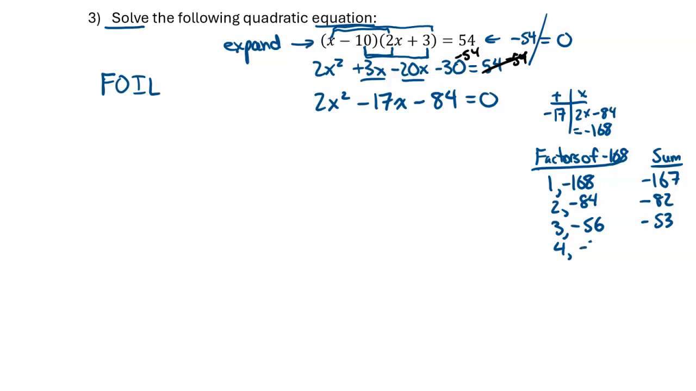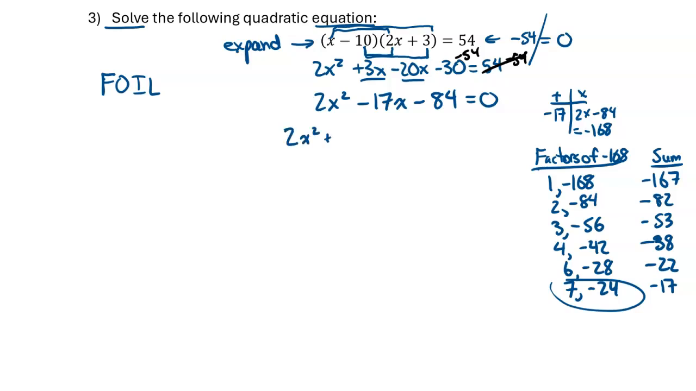And you can see here that we're getting closer to negative 17, but we're not there yet. 4 and negative 42 gives me negative 38. When we get to 6, 5 is not possible. We get to 6, 6 and negative 28 gives me negative 22. We're very close now. And then 7 and negative 24 gives me negative 17. Awesome. So that means that negative 17x is going to be decomposed into 7x and negative 24x. So you can see that I'm breaking that down into those two terms there. And that's the same thing as the line above it.